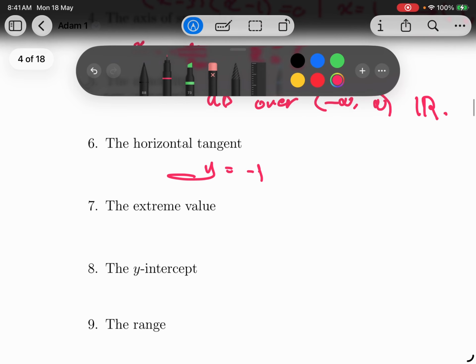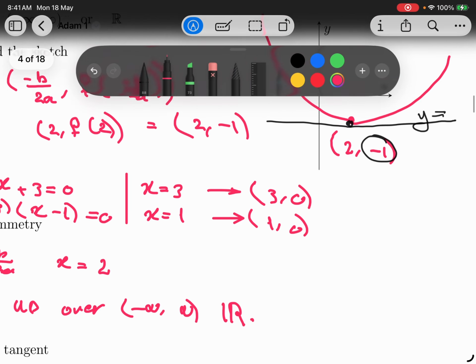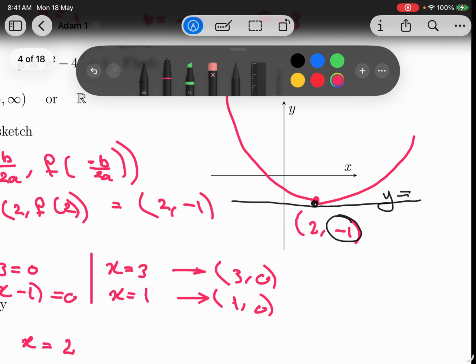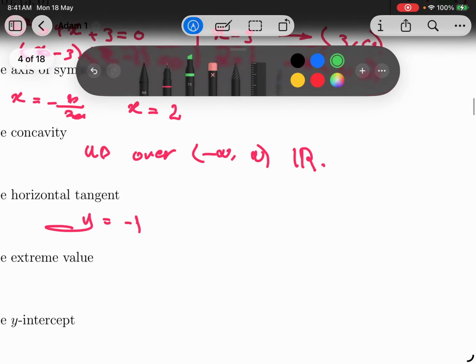And here the extreme, look at this graph, please. This graph is concave up. So here we have a minimum value, okay? And this minimum value occurs when x equals 2, obviously. And what is that minimum value? That minimum value is -1. And this is super important to understand.